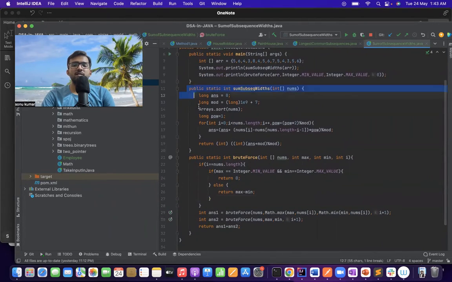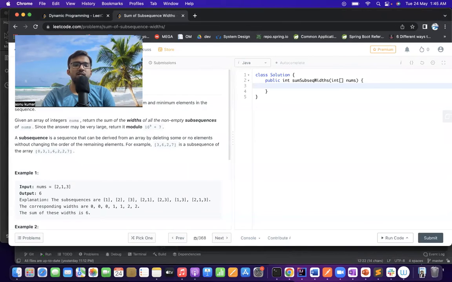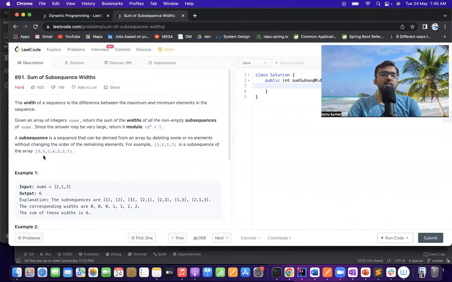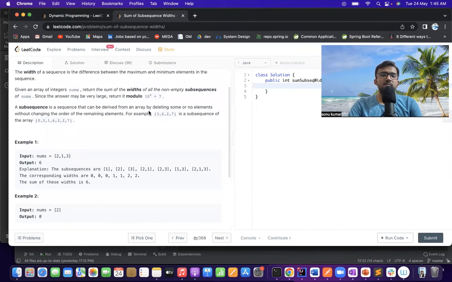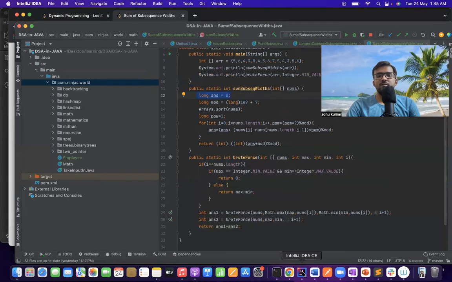For the optimized solution, it is very quick and simple. Here I have taken the answer as a long because the statement itself is given as a long. We have to take the modulo 10 raised to power 9 plus 7. So for taking modulo, I've taken the answer as a long, along with mod, and I have sorted the array. I've taken the power as 1 because every time we need to multiply by 2 raised to power i. So for each iteration, I just update the power by multiplying by 2.